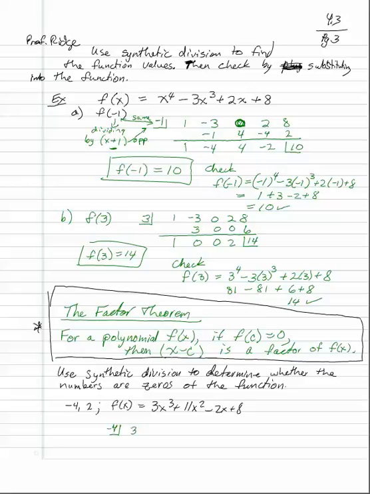So we're going to get 3, 11, negative 2, 8. So just check descending order. Cubed, squared, x, constant. Good. Bring the first one down. 3 times negative 4 is negative 12. Add down. So that's negative 1. Negative 4 times negative 1 is positive 4. Add down. 4 times negative 2 is negative 8. And that's 0. So yes, negative 4 is a 0.